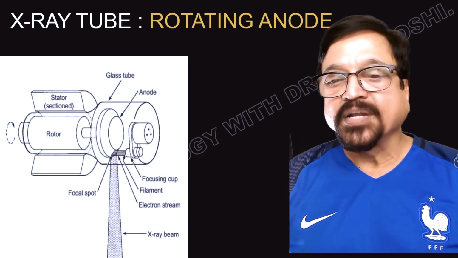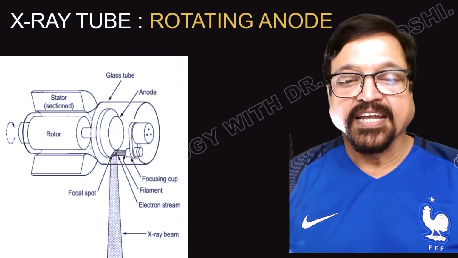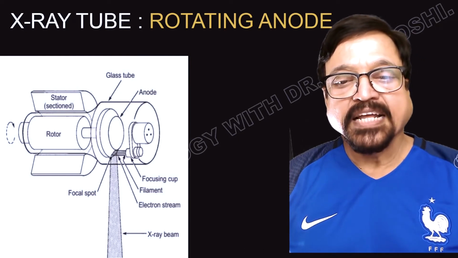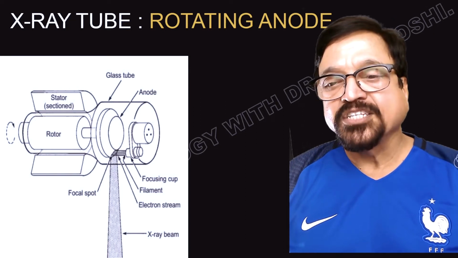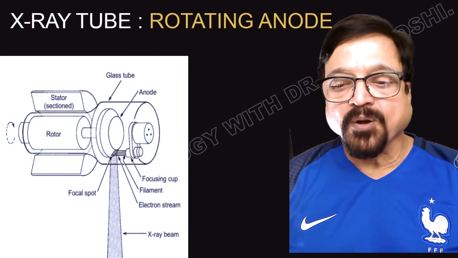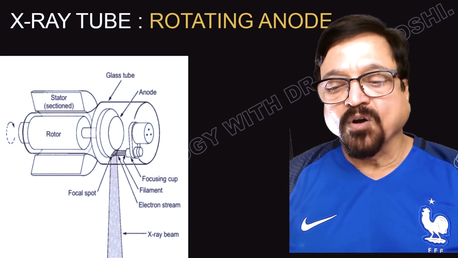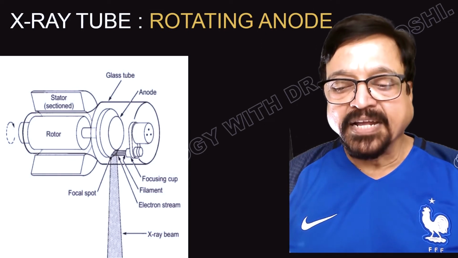It is the rotating anode. We have seen the stationary anode, now it is the rotating anode. See the difference. It has a rotor, it has a stator, then it has a glass tube that is common to both, then it has a focus spot that is common to both, the focusing cup is common to both, the filament again common, and the electron beam is common.